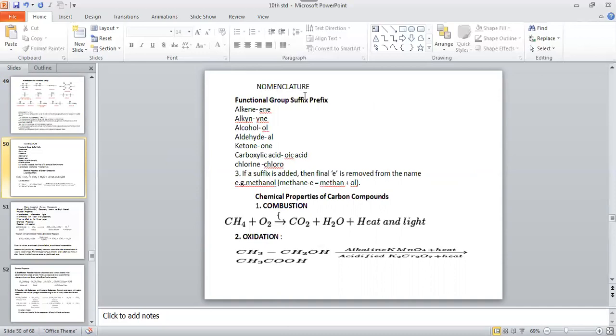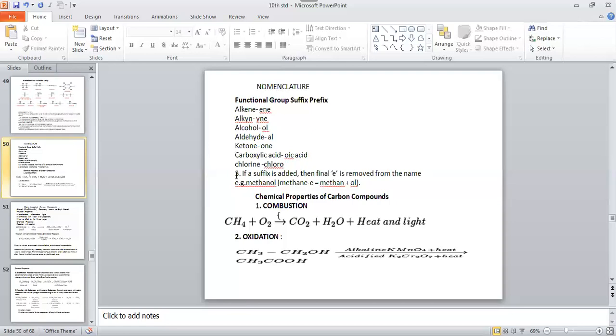So the functional group is used as a suffix or a prefix while giving the names of organic compounds. For example, in alkene, ene is used as a suffix. In alkyne, yne is used as a suffix in the nomenclature. In alcohol, ol is used as a suffix. Aldehydes have al as a suffix. Ketones have one as a suffix. Carboxylic acids have oic acid as a suffix. Chlorine has the prefix chloro, bromine has bromo, like this.